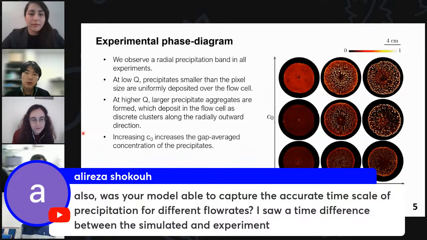Also, was your model able to capture the accurate time scale of precipitation for different flow rates? I saw a time difference between the simulated and experiment. Yes, there is a little bit of difference. So the model can be improved. Actually, the rheology model can be improved, and it has many capacities for improving that. That could be an area that we could work on in future.